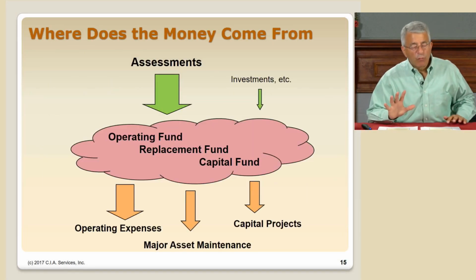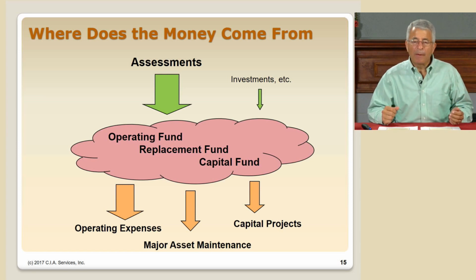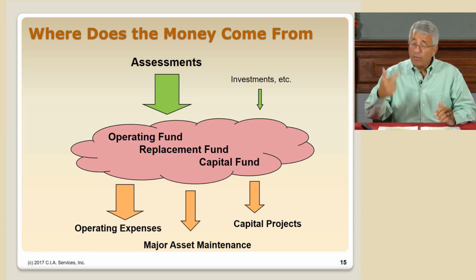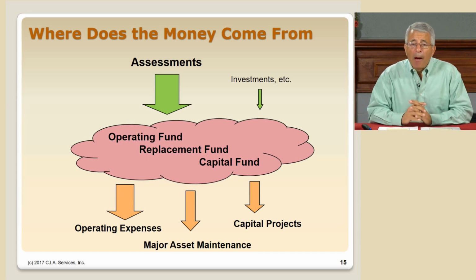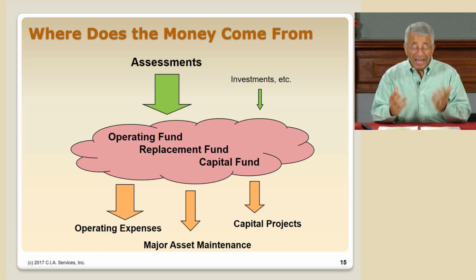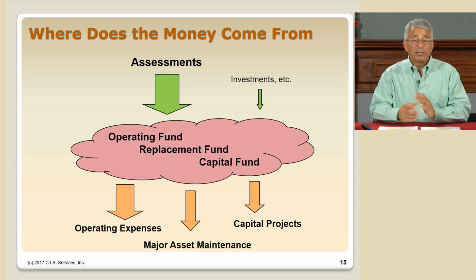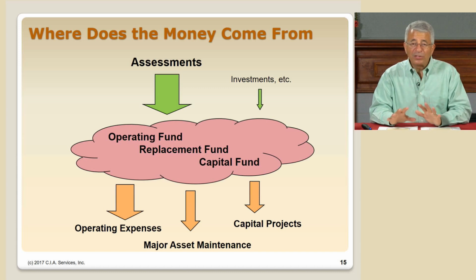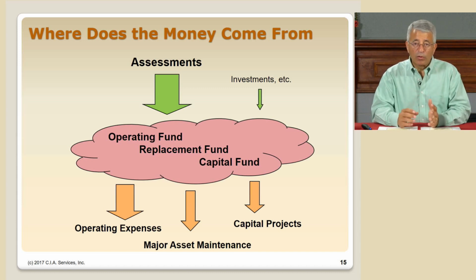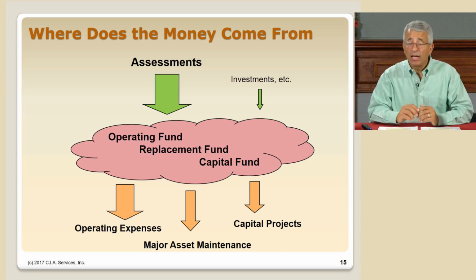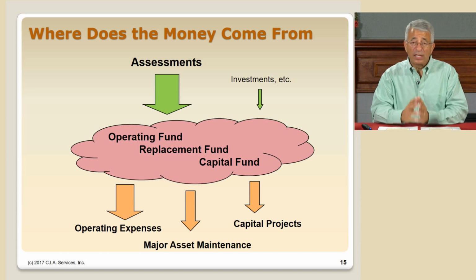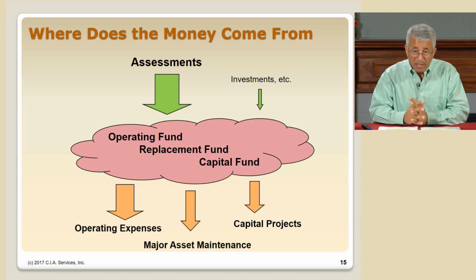We've talked about the four funds where we're accumulating money: the operating fund, replacement fund, capital fund, and maybe special purpose funds. But where does the money that goes into these funds come from? It comes from the homeowners. Doesn't matter where else, it's coming from the homeowners. Maybe there's a little investment interest. Maybe there's some newsletter advertising. Maybe you can get some outside donations, but the vast majority is coming from the owners themselves.